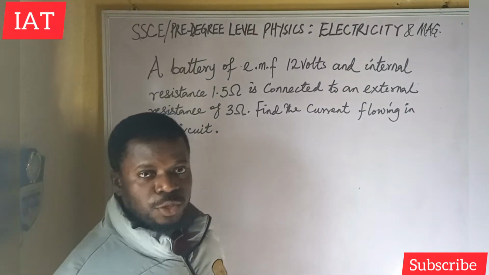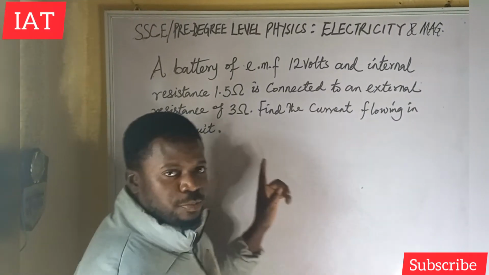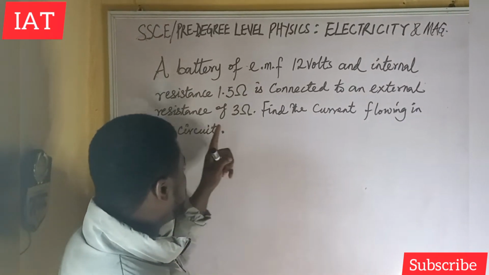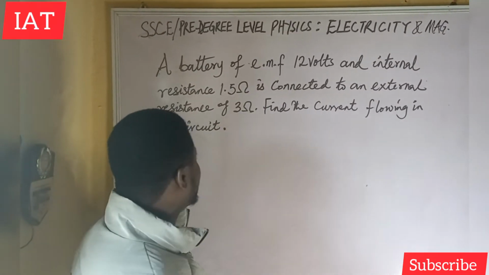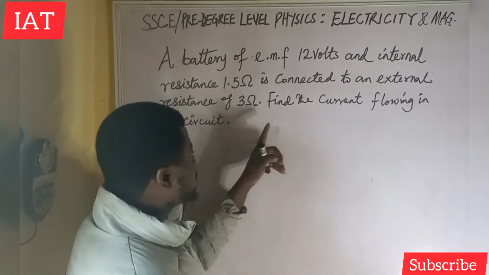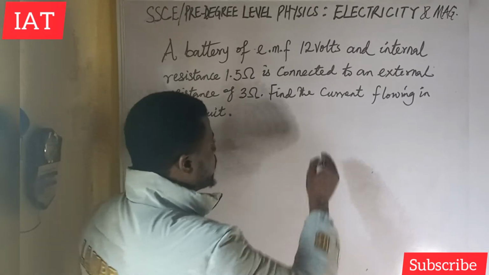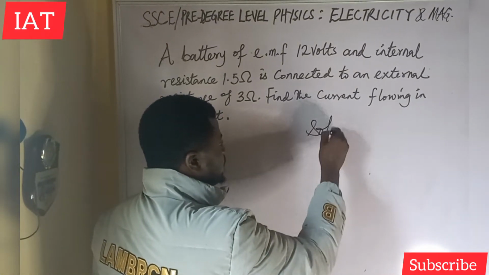So in this video, I am going to solve this problem. A battery of EMF 12 volts and internal resistance 1.5 ohms is connected to an external resistance of 3 ohms. Find the current flowing in the circuit. So let's see the solution to this problem.